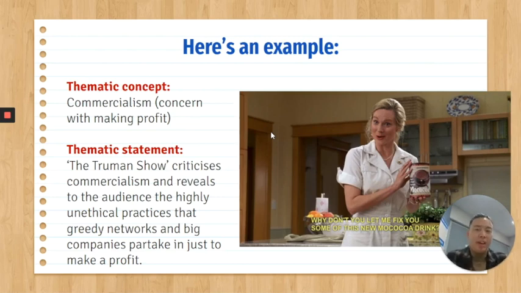So essentially what the film is trying to say about commercialism is that you've got these big companies who want to sell a product, and they're willing to go to such extreme lengths to be associated with a show like The Truman Show that essentially is a massive infringement on one's human rights. They're willing to associate themselves with these shows and go to these great lengths just to make money, just to sell their products and make a profit. So ladies and gents, that's an example of how you can turn a thematic concept into a thematic statement. Always remember, a thematic concept is just a broad topic that a story touches upon. A thematic statement is what that text, so a book or a film, has to say about that topic.